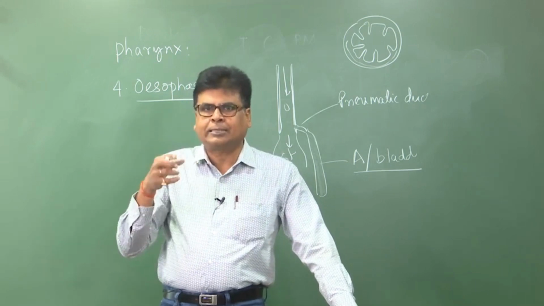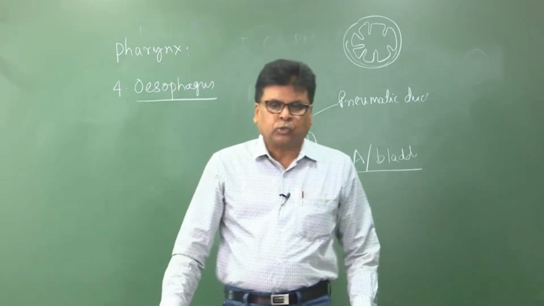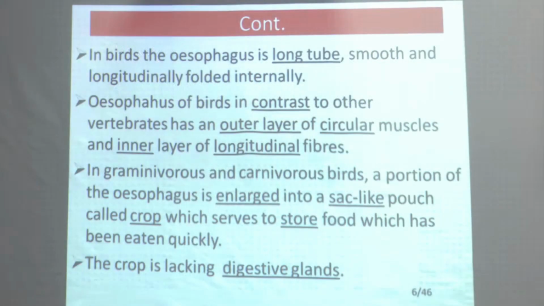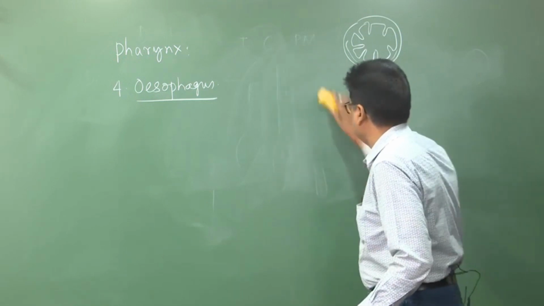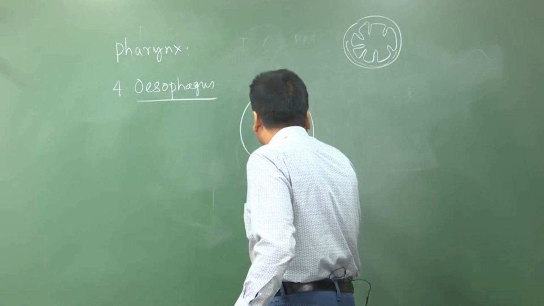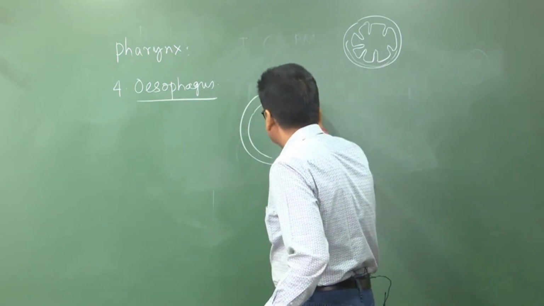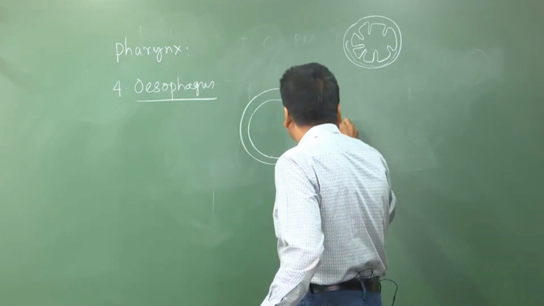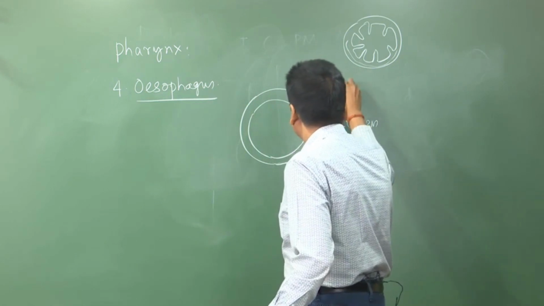Neck means it has the oesophagus, because you see this is my neck, and this neck covers the oesophagus. So, in birds, the oesophagus is a long tube, smooth and longitudinally folded internally. Again, I am giving one idea regarding the longitudinal fold. This is the transverse section of the oesophagus, this is the oesophageal wall, and this is the lumen.